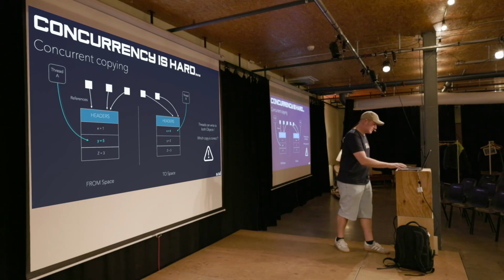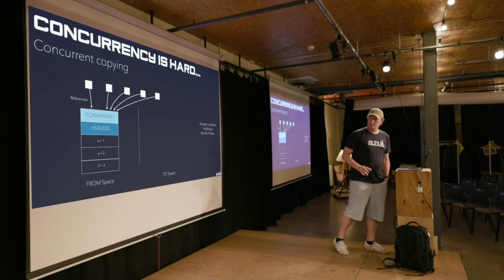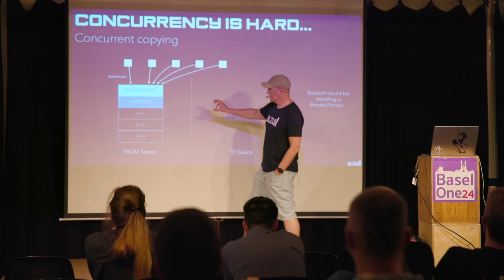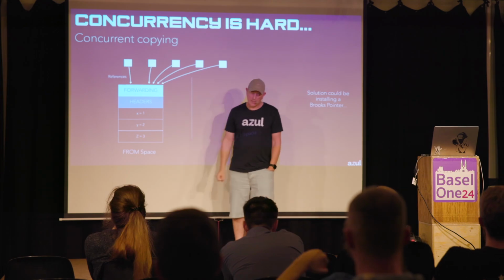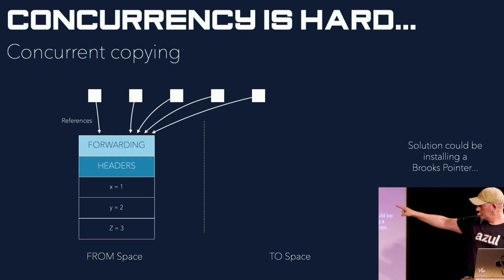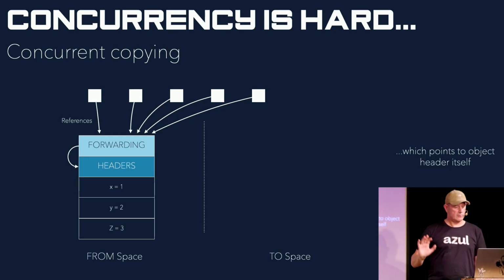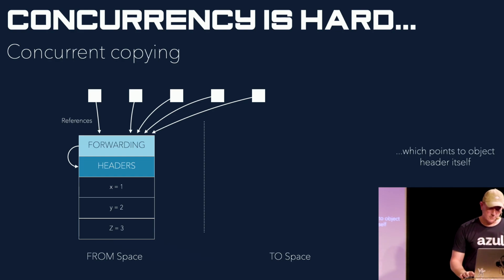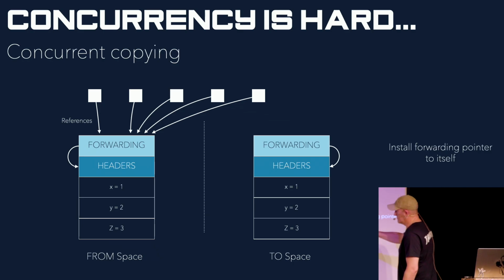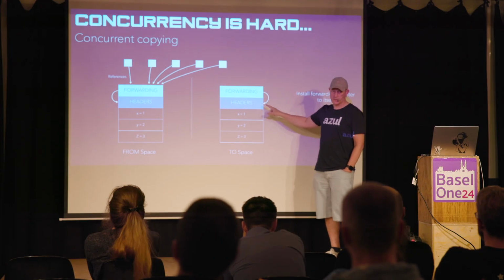There is one solution that I will just explain to you. It's a so-called Brooks pointer. This is a pointer that you install in front of the original object's header. And all the references point to this pointer that we have there. And it points to its own header. Very simple. Now we copy the object, and we install the pointer like this. This one points to this header, okay?